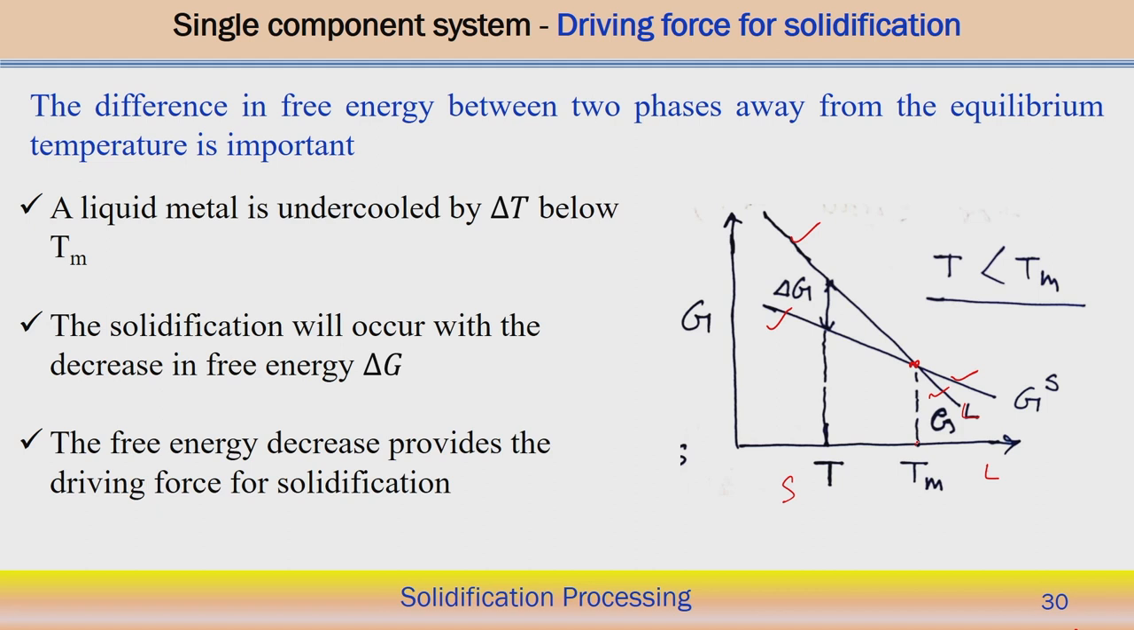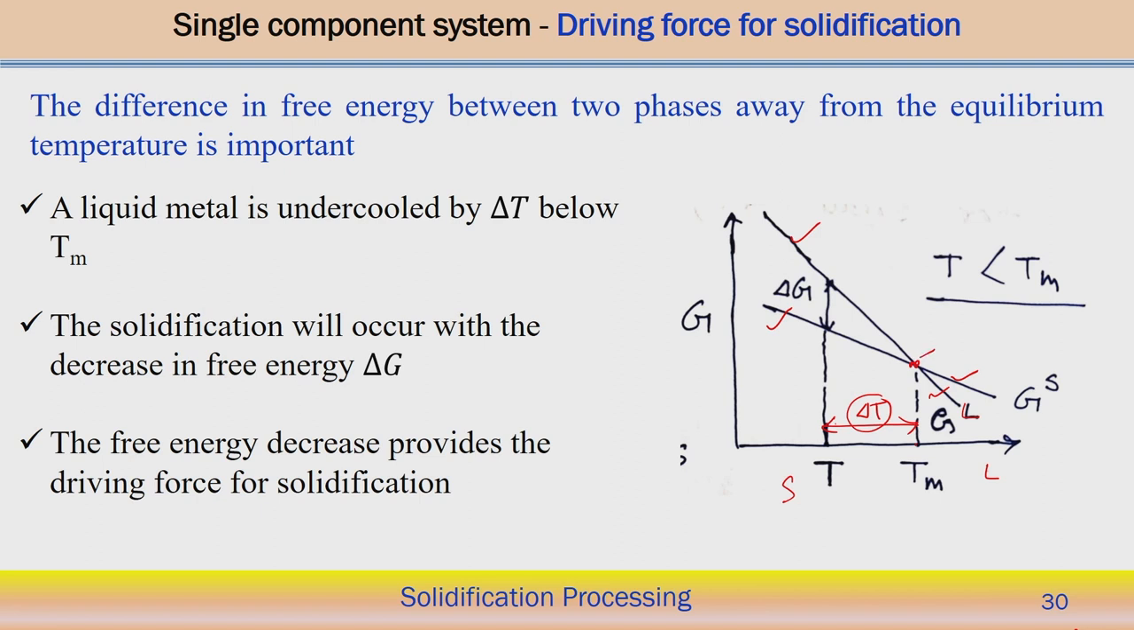Now, the degree of undercooling we can estimate by how much it deviates from the melting point temperature. This temperature difference can be represented as delta T. As much as possible it can go below the melting point temperature, and that is the measure of the degree of undercooling. So, if it is at a particular temperature T, then Tm minus T is basically the degree of undercooling, and at this degree of undercooling, what is the difference of the Gibbs free energy?